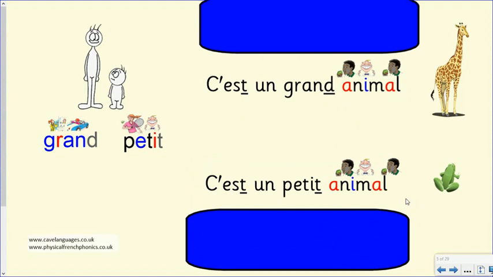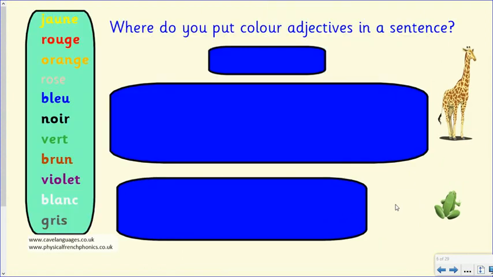C'est un grand animal, c'est un petit animal. Okay, colours. Shall we quickly say them together? Jaune, rouge, orange, rose, bleu, noir, vert, brun, violet, blanc, gris.